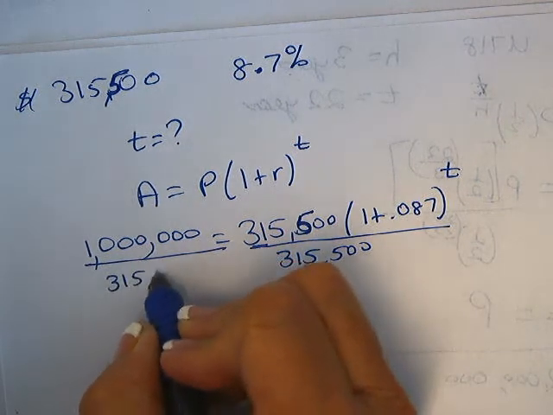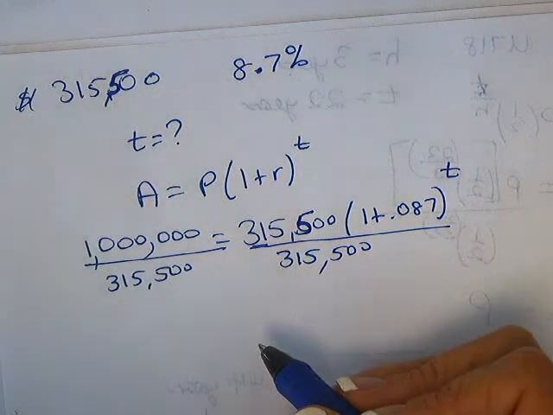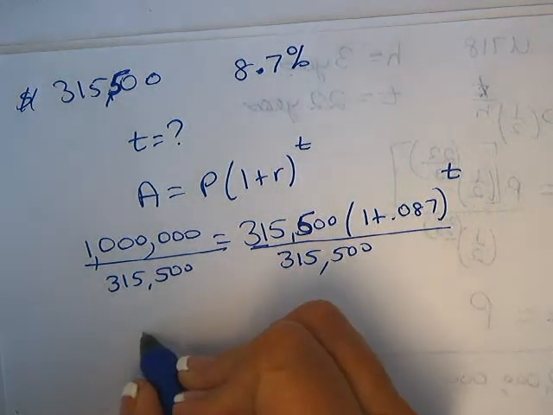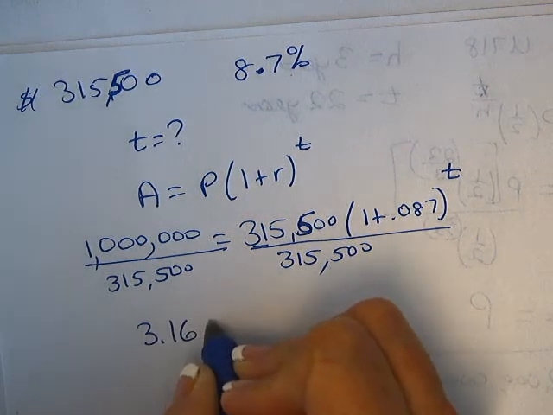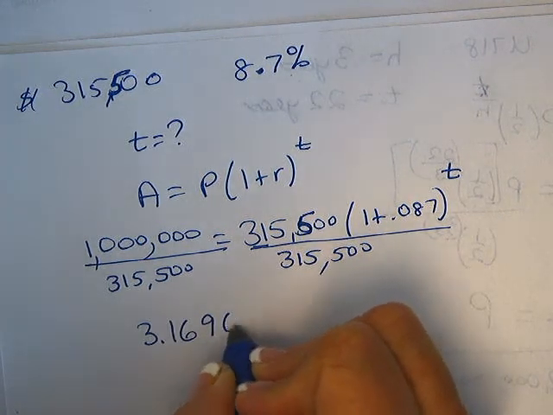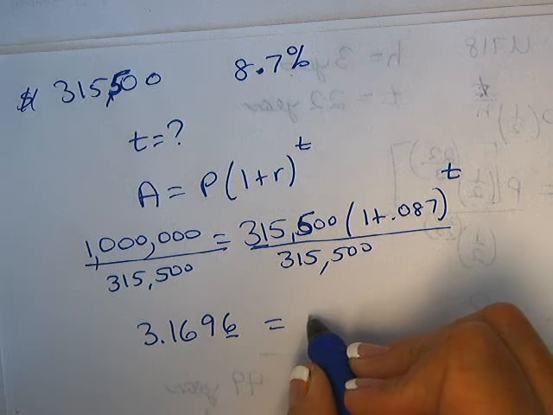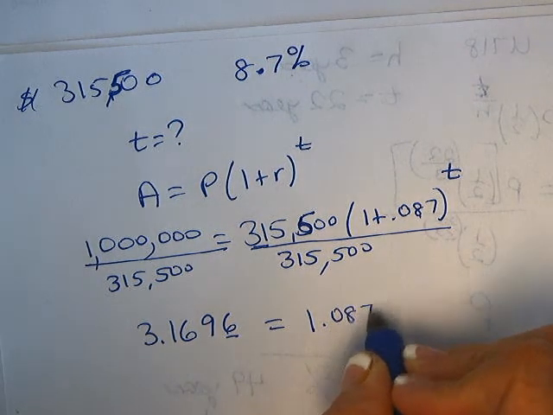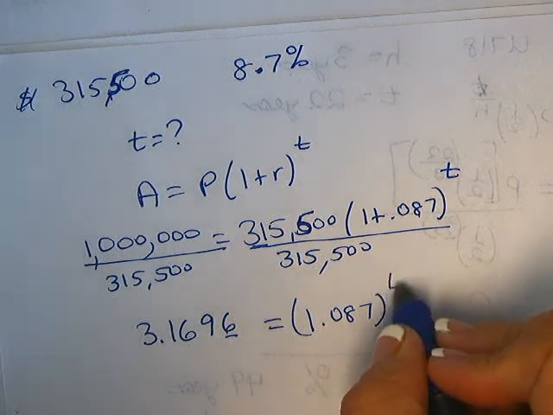Okay. We want to make sure that I do not make that same mistake with the 315,500. There we go. We get 3.1696, because I had to round that, is equal to 1 plus 0.087 to the T.